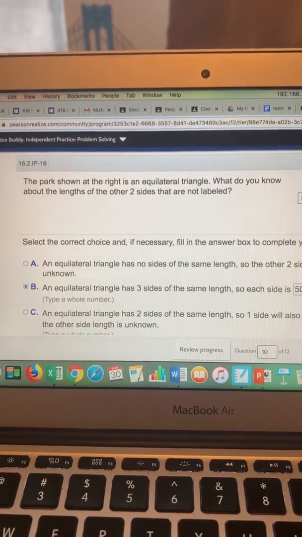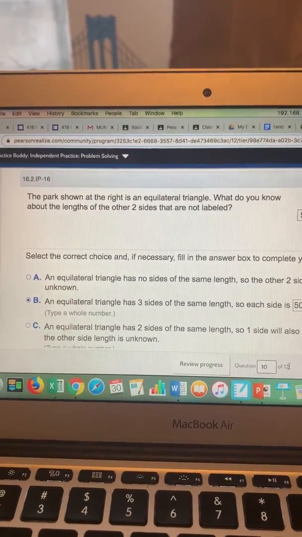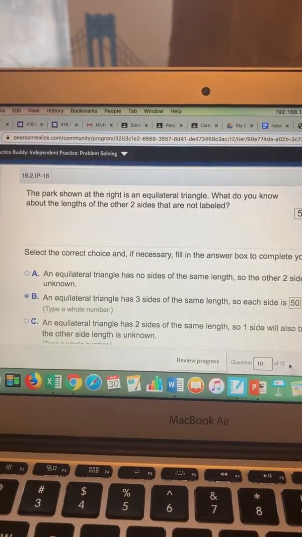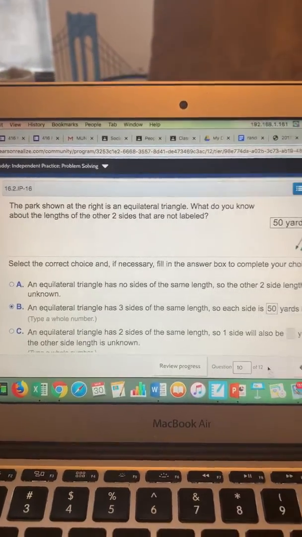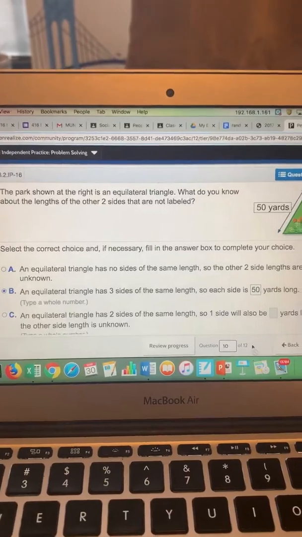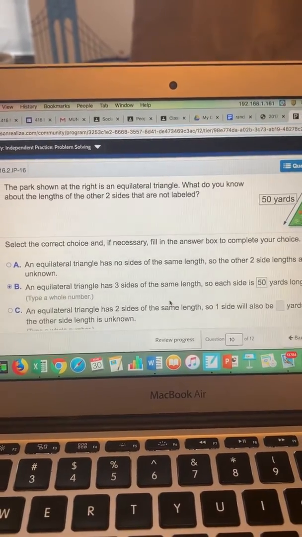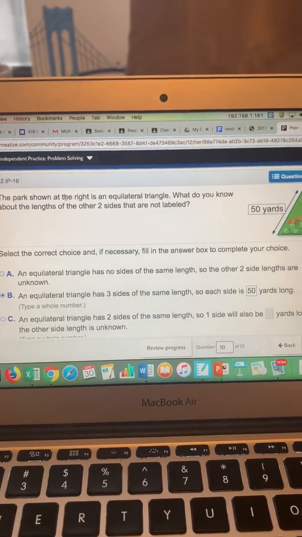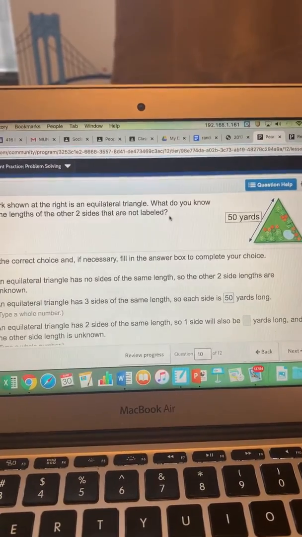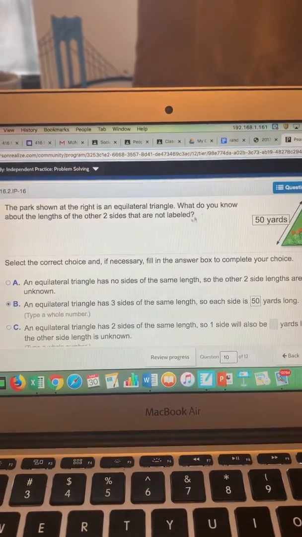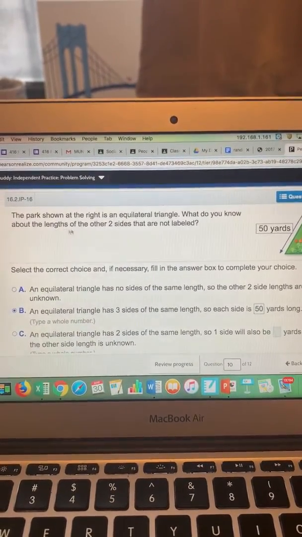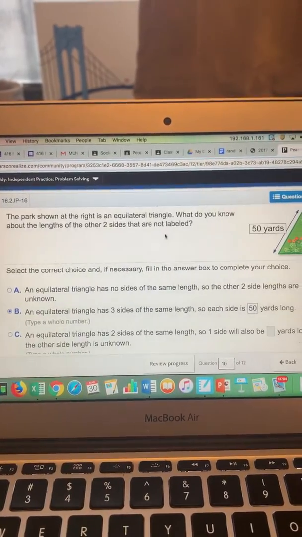So let's look at this first question, question 10. Questions 1 through 10 are basic vocabulary questions, so you're going to use the chart that we made earlier to help you with that. So let's look at question 10. It says, the park shown at the right is an equilateral triangle. What do you know about the lengths of the other two sides that are not labeled?